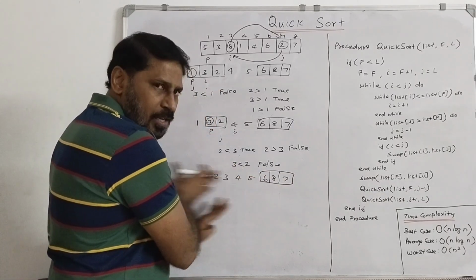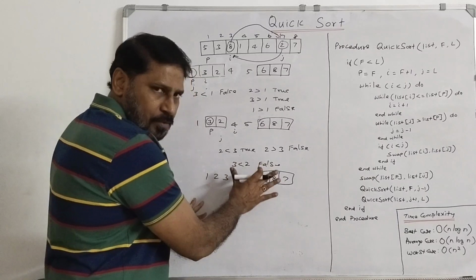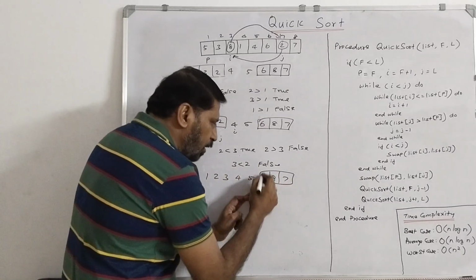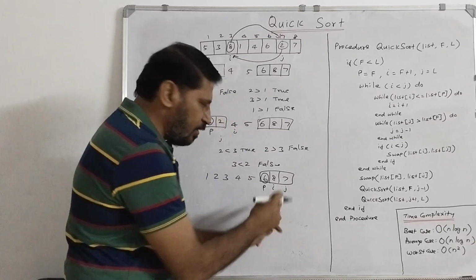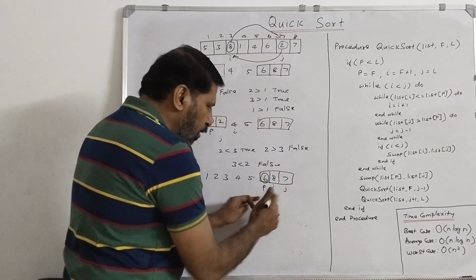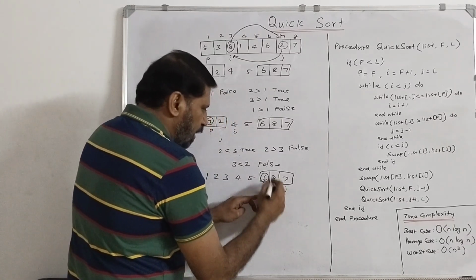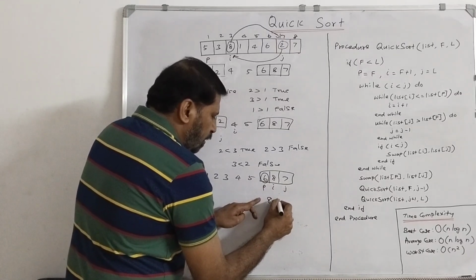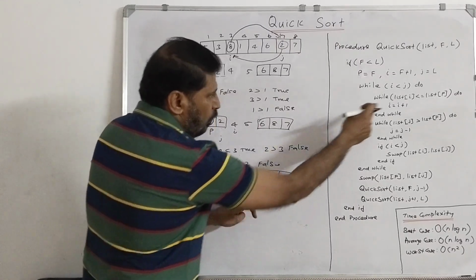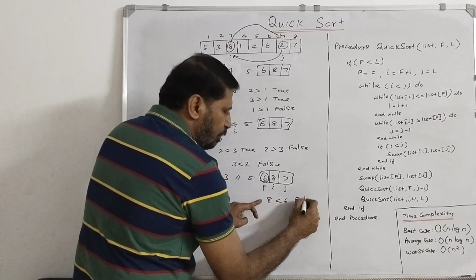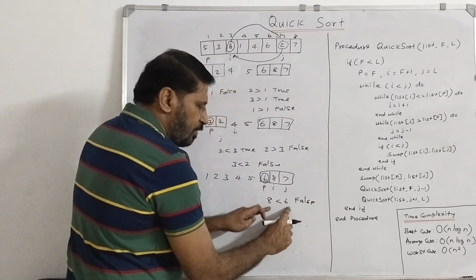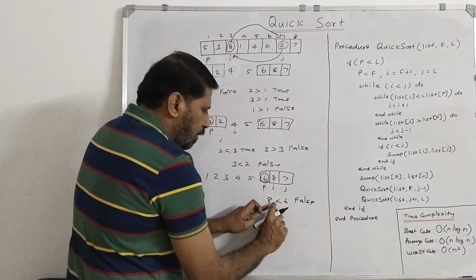Now I have sorted the first array. We are coming to the second array. In the second array, 6 is the pivot element. This is I, this is j, because this is the second number and this is the last number. What do we do now? I have to check again. Is 8 less than 6? Condition is false, because 8 is a greater number and 6 is a lesser number. That's why it is false.